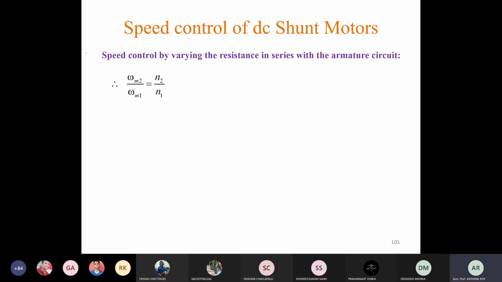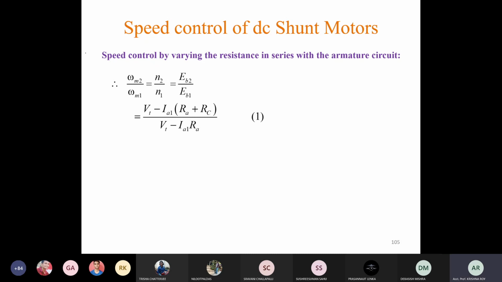So omega m2 by omega m1, that means this angular speed can be replaced by its equivalent rotational speed in RPM or RPS. So N2 by N1 is also equal to EB2 by EB1.